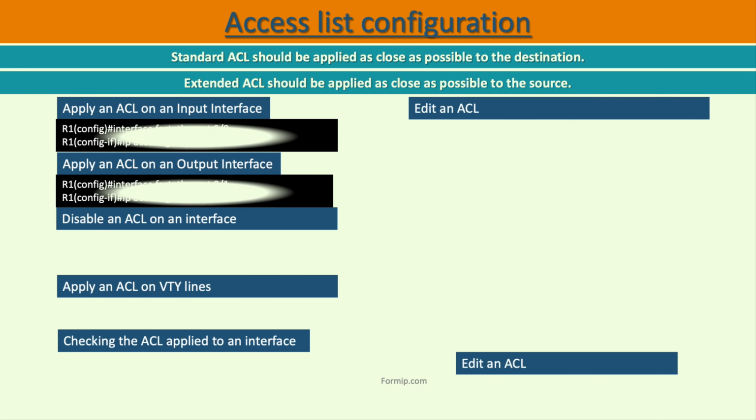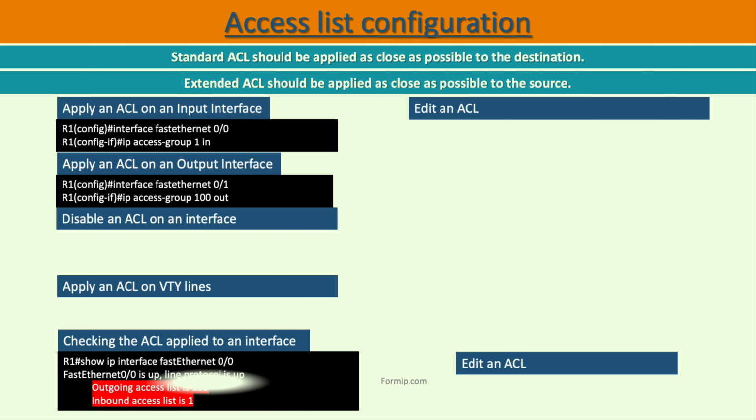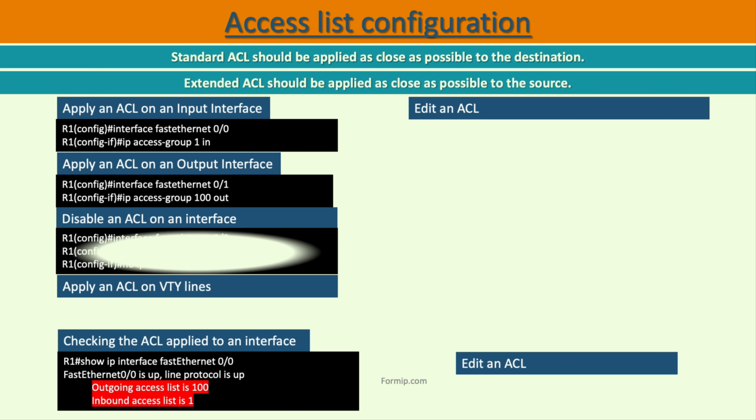The ip access-group command allows you to apply an ACL to an interface. Here, we choose to apply standard ACL number 1 on the interface 0/0 in the input and the extended ACL number 100 on the interface 0/1 in the output. If we run a show ip interface on the 0/0, we can see that ACL 1 is applied as input and 100 is applied as output.